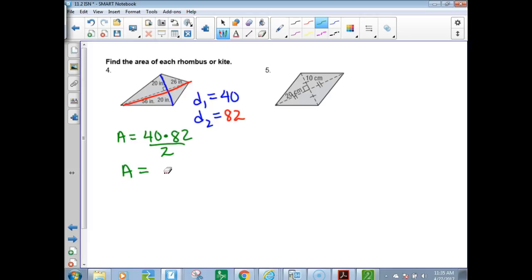What is that? What? Gotta be bigger than that. 1,640? Oh, yeah, no. Multiply the diagonals and divide by 2. No, that's... glad we caught that then.